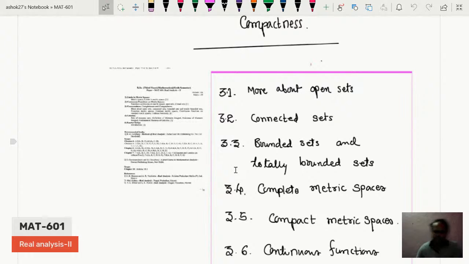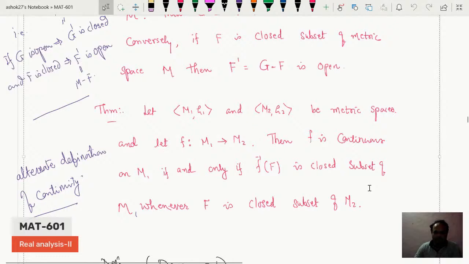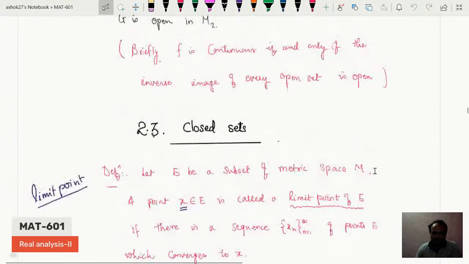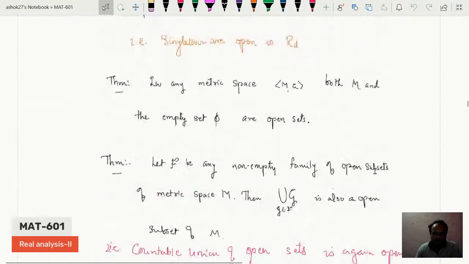MAT-601, that is Real Analysis 2. So till today, we have seen two chapters. Within a minute, I will just revise what we have seen in previous lectures.